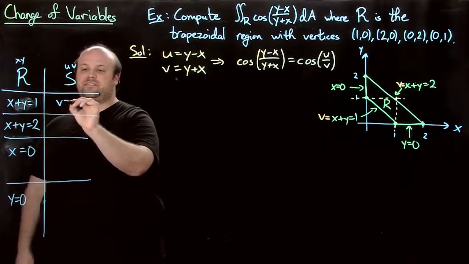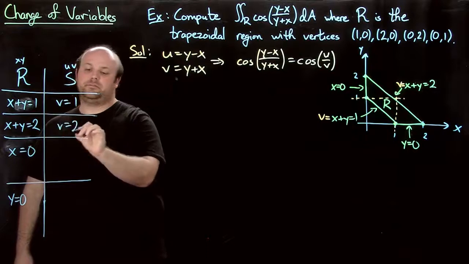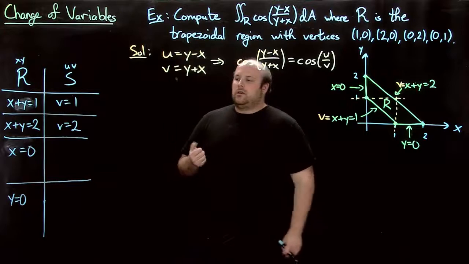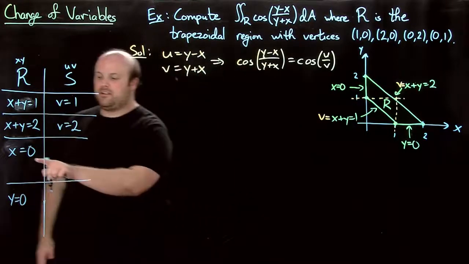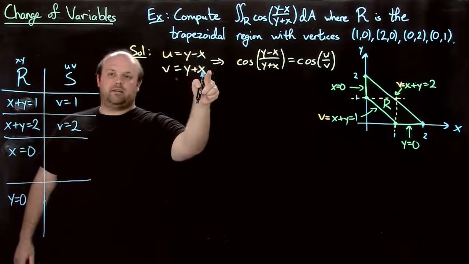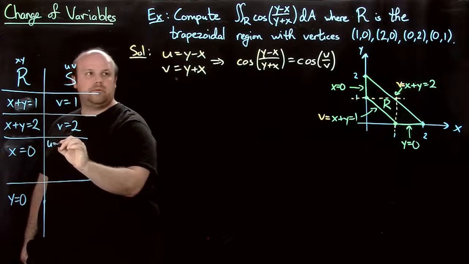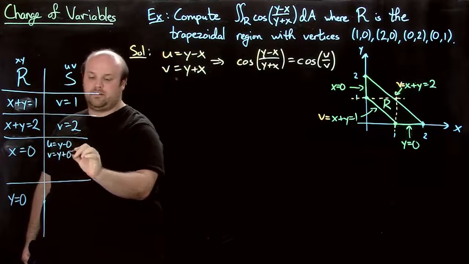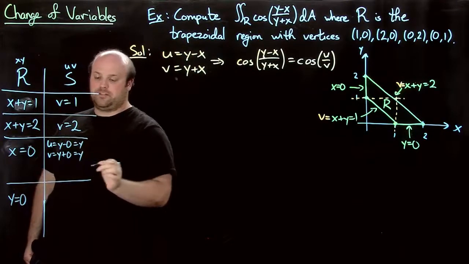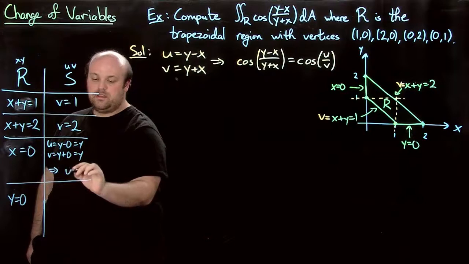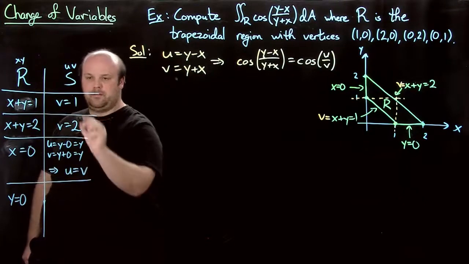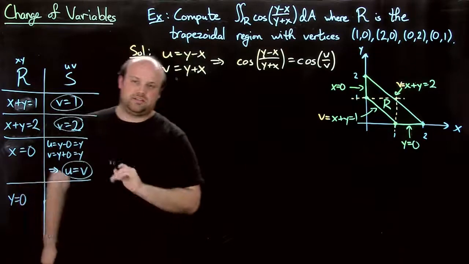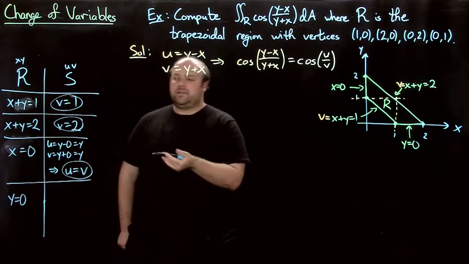We already said this is v equals 1 and v equals 2. Now what about x equals 0? If we plug in x equals 0 here, we get u equals y minus 0 and v equals y plus 0. So these are both just equal to y, so we get u equals v. Let me circle the things they become, just so it's clear.